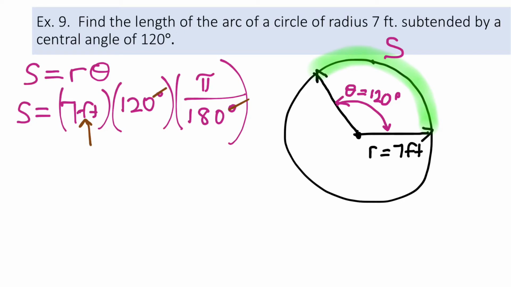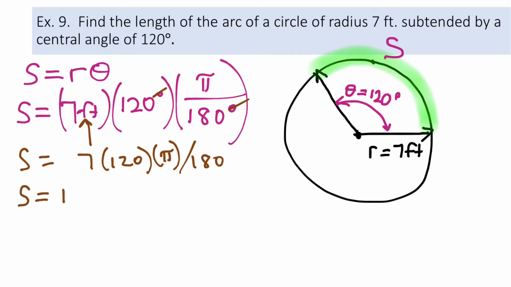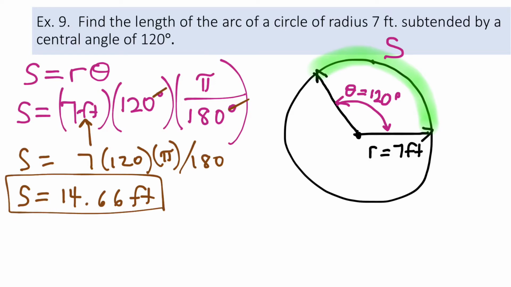So I've got 7 times 120 times pi divided by 180, which I would want to plug into my calculator. So I got a number here of 14.66 feet. Now let's see if that makes reasonable sense in my diagram. That's roughly 2 radii. So we've got 7 feet, so that would be 7 and 7. So that's reasonably in the ballpark. So that's our answer here.